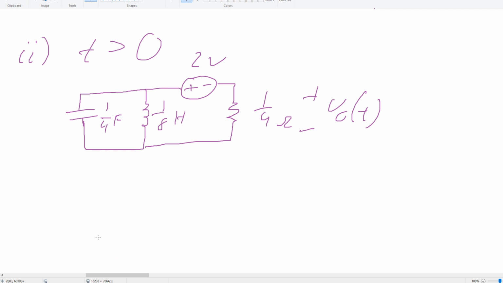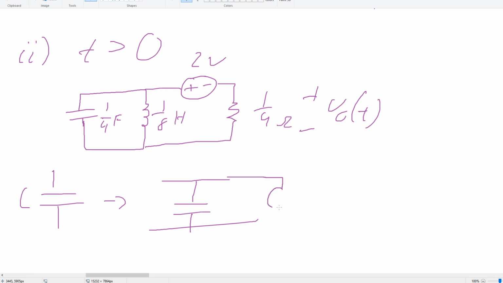So for this capacitor C, this is going to change into something that looks like this, a capacitor in parallel with a current source. The current source value is going to be C V_C(0-), where the capacitor value is 1/4. V_C(0-), which we found before, is 4. So this is going to be 1 amp.